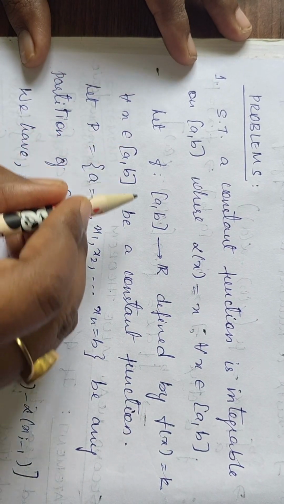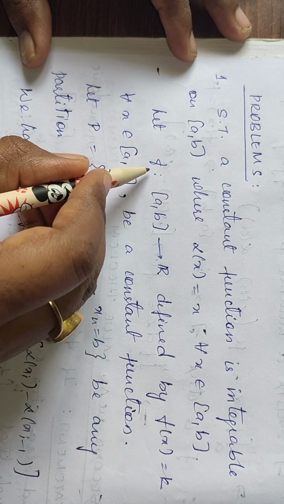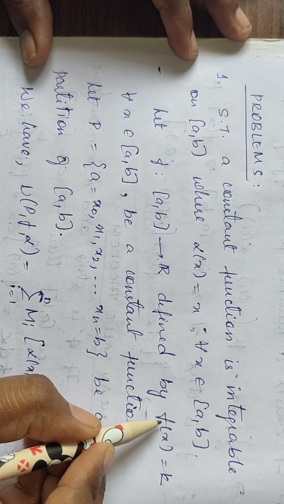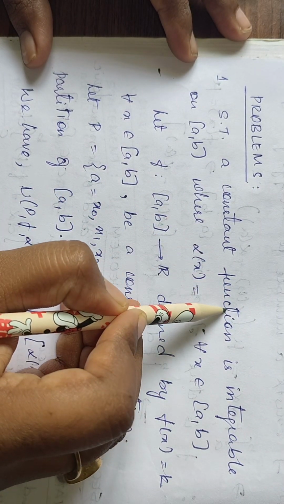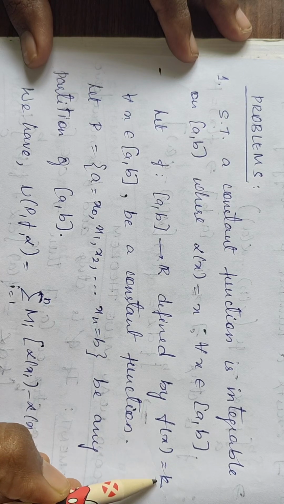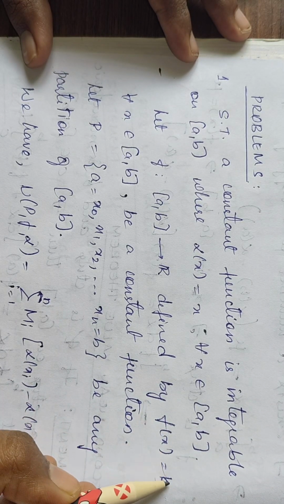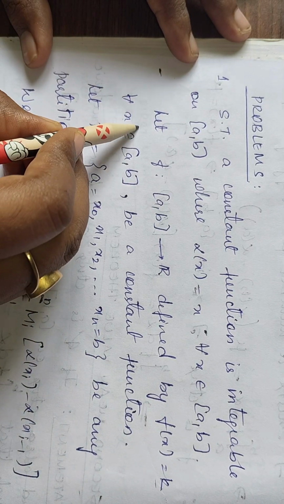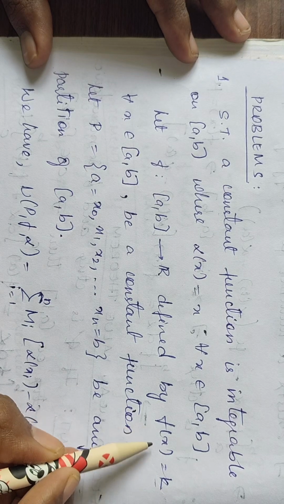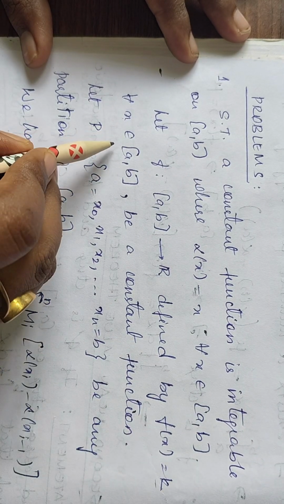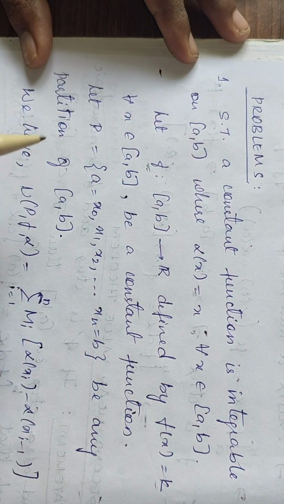So let f from closed interval [a, b] to R, that is a real valued function f defined by f of x equal to k. See, here they are given a constant function, so we are taking that constant as k, and that constant function f of x equal to k. Okay, so let f from closed interval [a, b] to R defined by f of x is equal to k for all x belonging to closed interval [a, b] be a constant function.